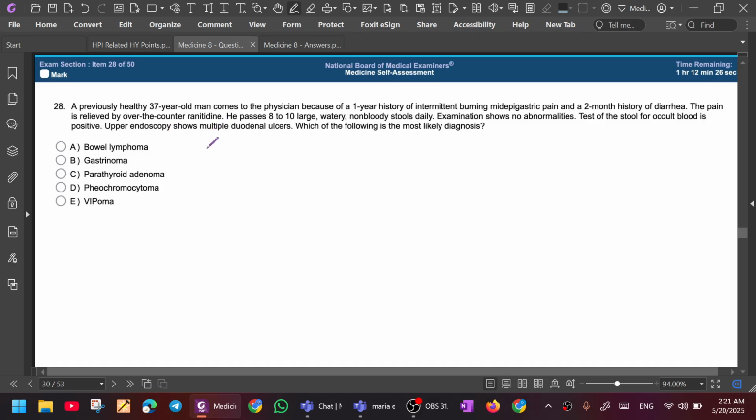next. A previously healthy 37-year-old man comes to the physician because of 1 year history of intermittent burning epigastric pain, 2 month history of diarrhea. The pain is relieved by over-the-counter ranitidine. He passes 8 to 10 large watery non-bloody stools. Examination shows no abnormalities. Test of the stool for occult blood is positive. Upper endoscopy shows duodenal ulcer. Which of the following is the most likely diagnosis?